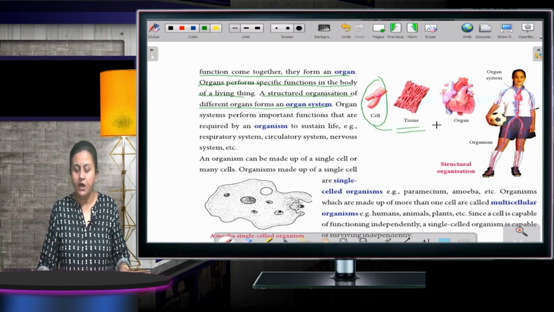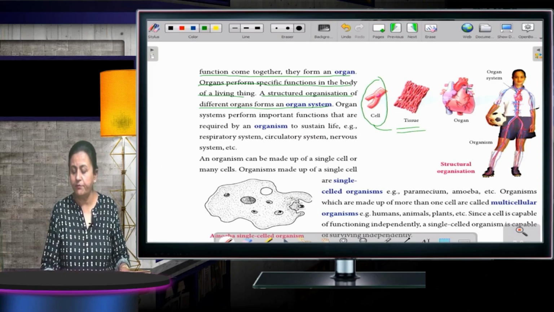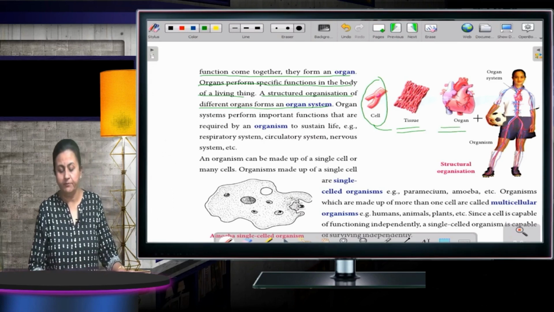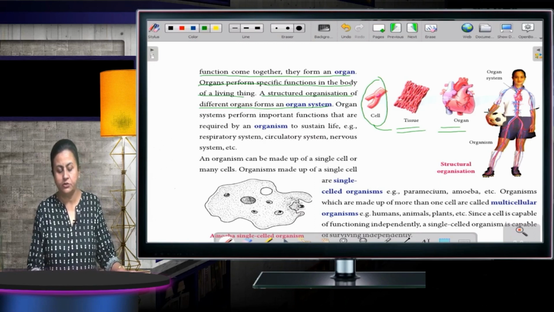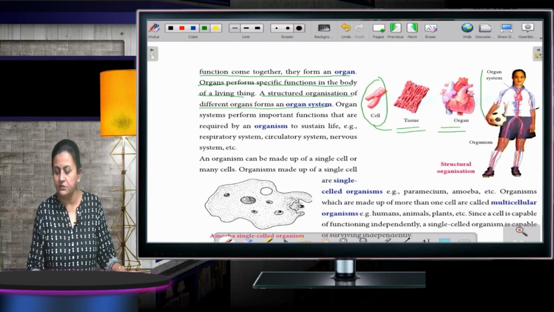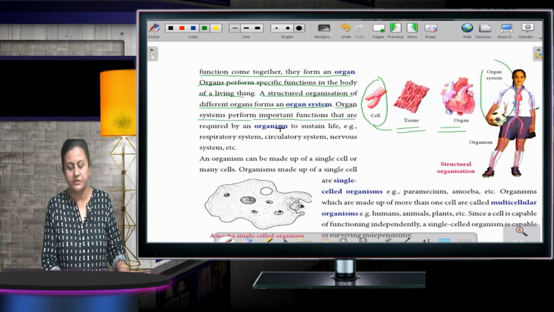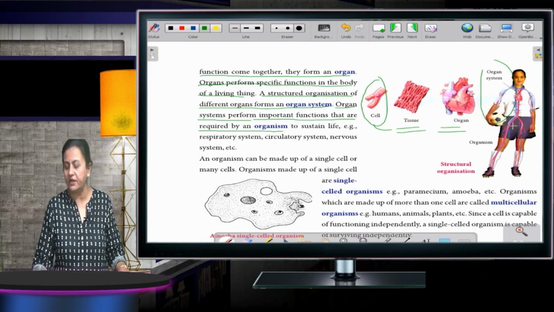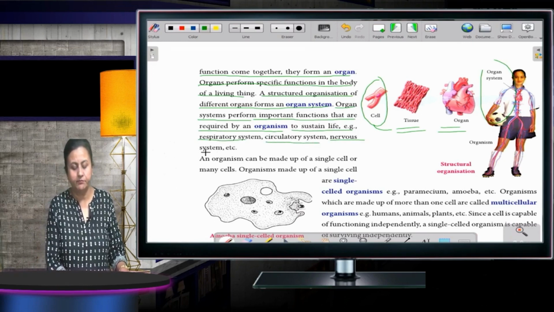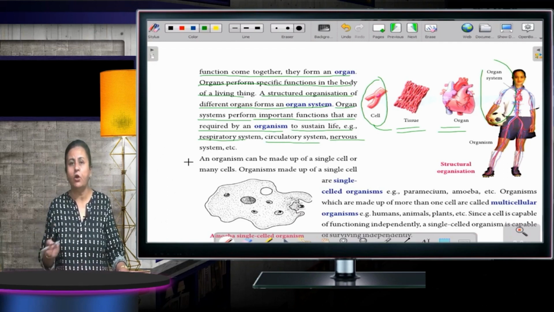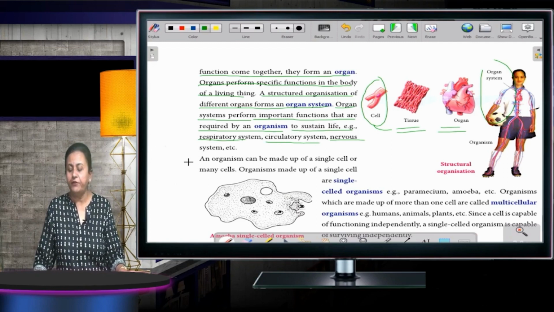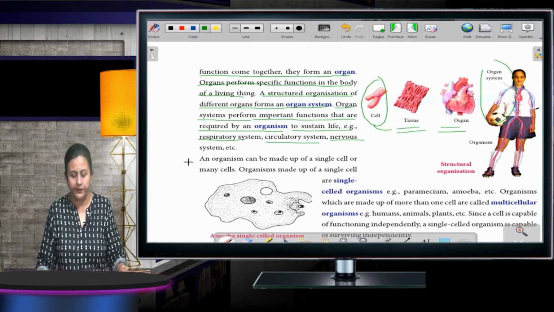Okay. Then, what is an organ? When the tissues perform the same function, it forms an organ. And after an organ, a structured organization of different organs forms an organ system. Then organ systems perform important functions that are required by an organism, meaning a living organism, to sustain life. That is the respiratory system, circulatory system, nervous system, digestive system. So these are all the different systems that the organs of the organ systems are doing.